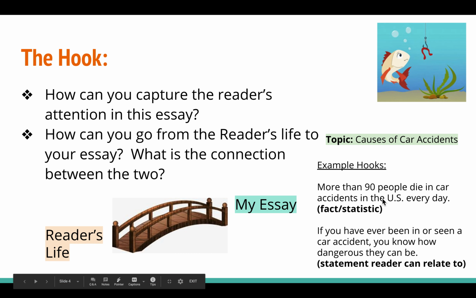So again, fact or statistic is one way to write a hook. A statement that the reader can relate to is another way. There are other ways as well, and we'll look at more examples as we read more essays, okay?